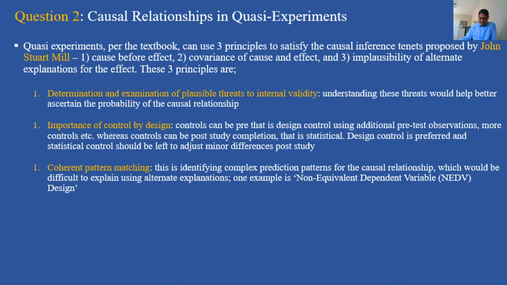The third principle is coherent pattern matching, which is an esoteric approach, which means identifying a very complex pathway between the cause and the effect so that the complexity of the pathway cannot be mimicked or explained by alternate plausible explanations.